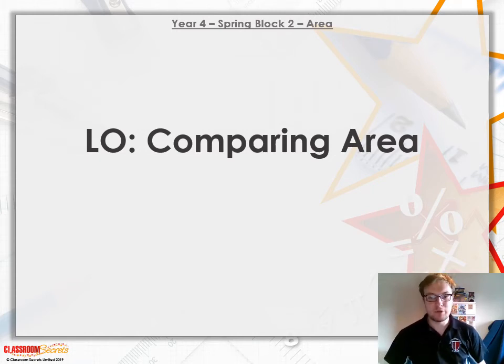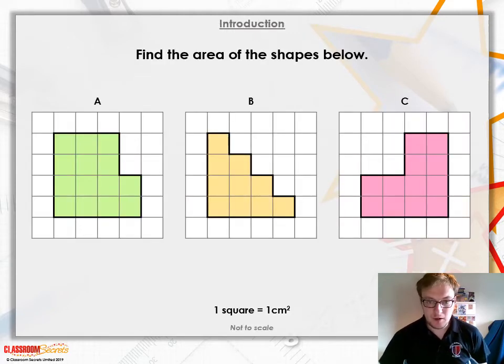As you see, today we are going to be comparing area. To start off with, I would like to find the areas of the shapes below. So you find the area for shape A, shape B, and shape C. Pause the video here and I'll show you how to work out the areas of these three shapes.